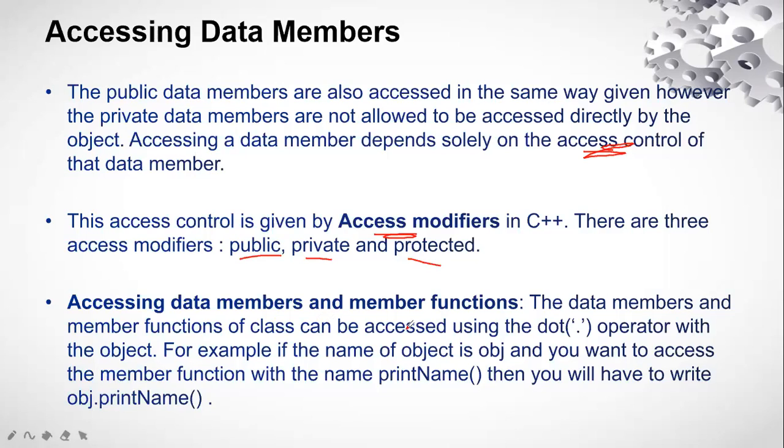Now, the data members and member functions of a class can be accessed using the dot operator with the object. For example, if the name of the object is obj and you want to access the member function with the name print name, then you will have to write obj dot print name and parenthesis. So if the object is obj, then obj dot print name.